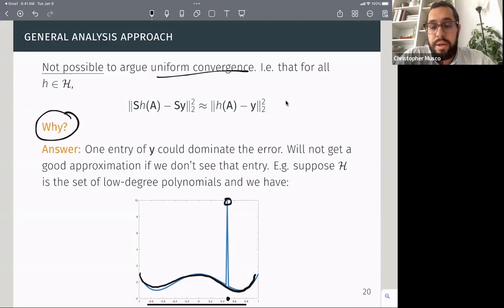Although you might observe that actually for any hypothesis in my class, if my class is say low degree polynomials, we'll all estimate the error in the same wrong way. So for all low degree polynomials, we'll underestimate the error for this example, right? We won't see the spike there, so we won't see the deviation from the smooth part of the function. So maybe that's okay. It means that we'll think every function is better than it is, but in an equal way. So if we minimize SHA minus SY, we might hope to find a near optimal function. Okay, and that turns out to be exactly true.